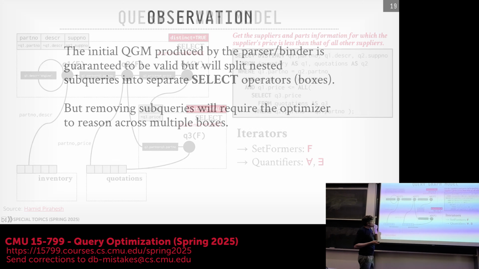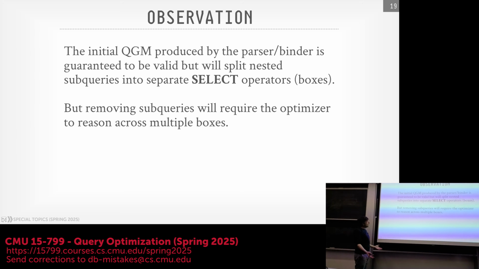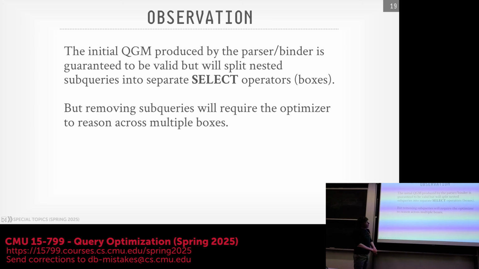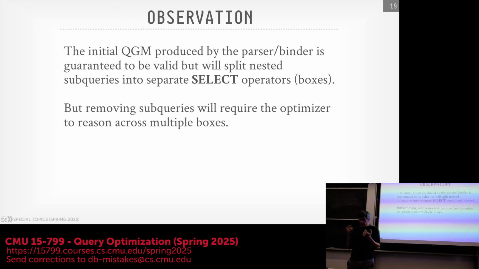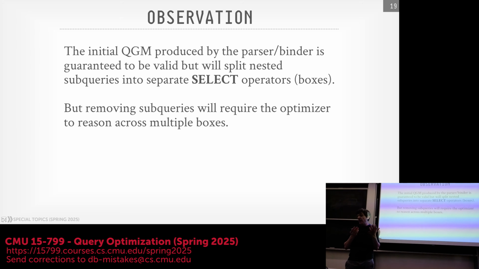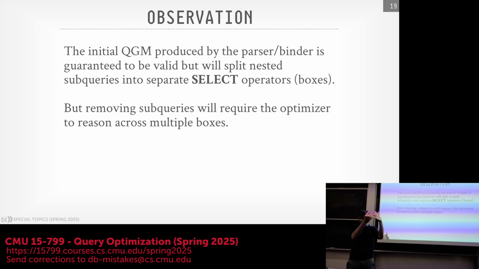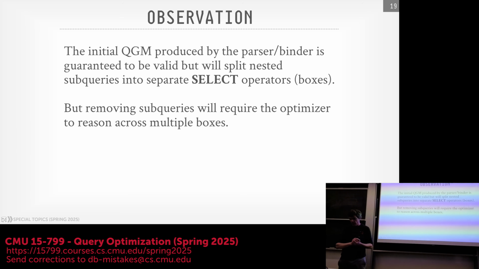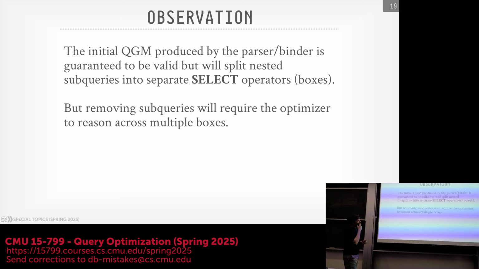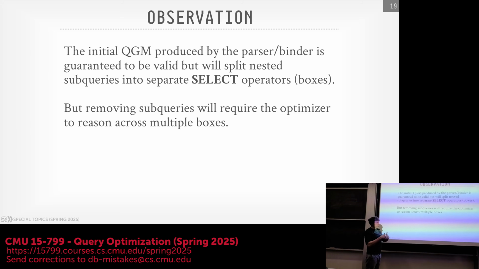Okay. All right, so if you got this query graph model, what can we actually do with it? Well, as I said, the initial query graph that's going to come out for any query is guaranteed to be valid, because it's almost like a literal translation of what was in the SQL query into relational calculus as defined in the query graph model. But the first version of this will have to split all the nested queries that we have so that every select is going to be in a box by itself.